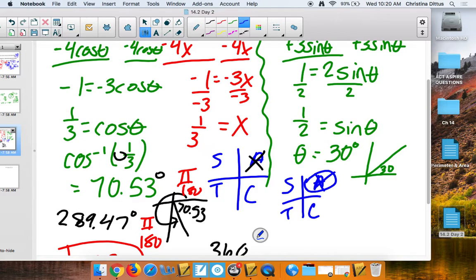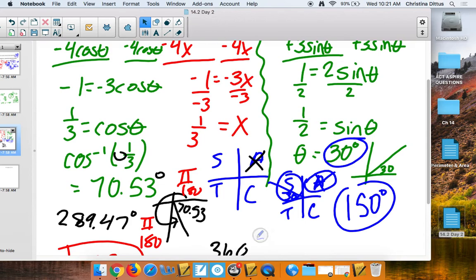Where else is sine positive? In the second quadrant, so over here. I need to make an angle that with the x-axis makes 30 degrees. What angle is that going to be? 150. How did you get it? 180 minus 30 gives me 150 degrees. So these are my two angles. I want them in radians. Good news, easier. 30 in radians is pi over 6.